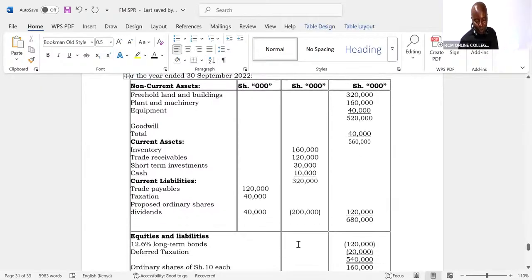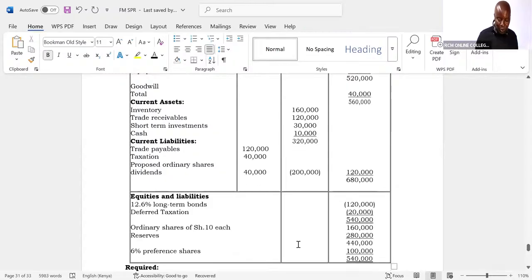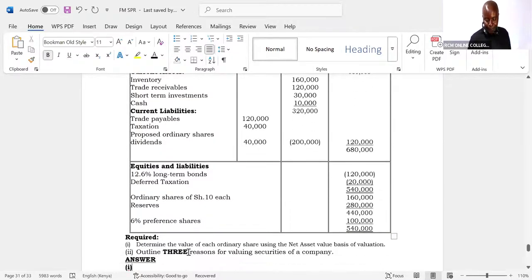Then when you go down further, you can see our equities and liabilities. We start with liabilities. You can see we have a long-term bond and a deferred taxation here, totaling 160. We have ordinary shares, and then we have 6% preference shares. Required: determine the value of each ordinary share using the net asset value basis of valuation. This is something that I showed you how to do yesterday.